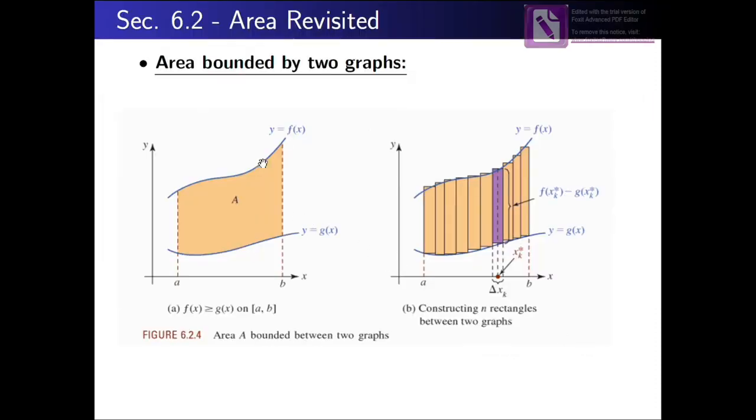So for this case, here we have the upper one is f of x, the lower one is g of x. So the area of this graph will be the integral of f of x minus g of x, where x is from a to b. If in the case we have g of x is the upper one, we'll swap, it will be g of x minus f of x.